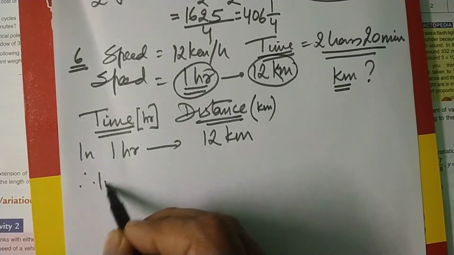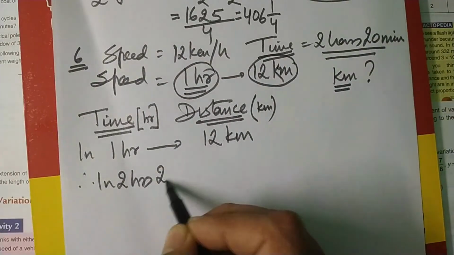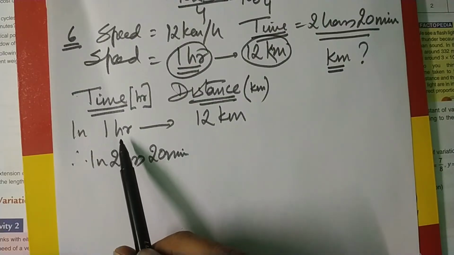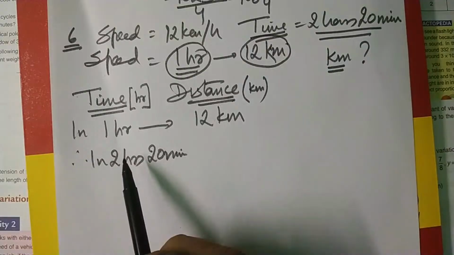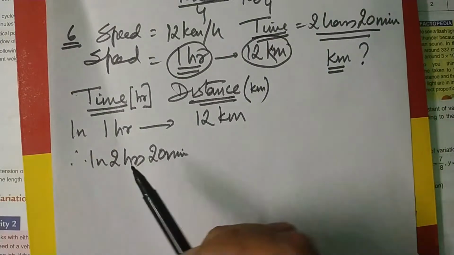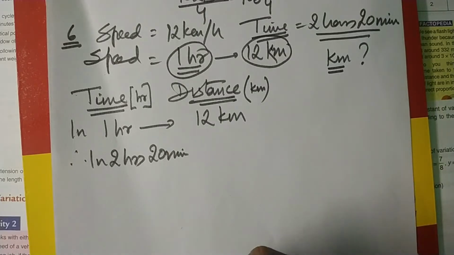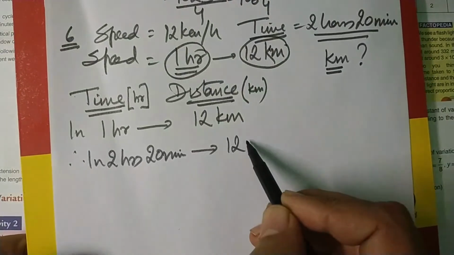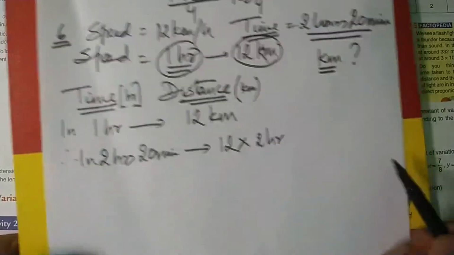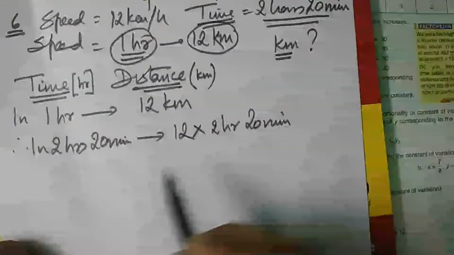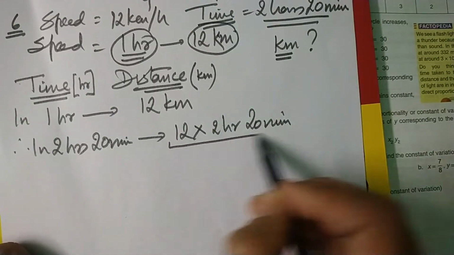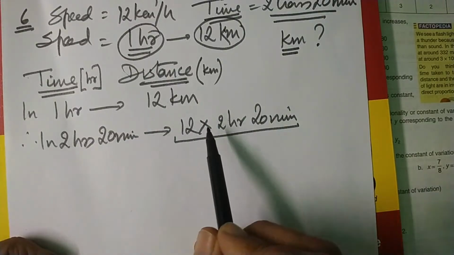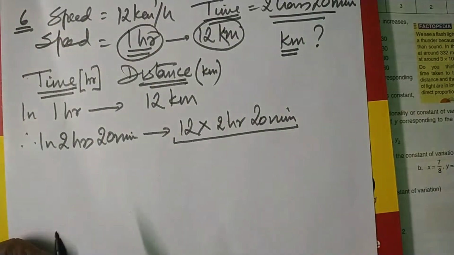Therefore in 2 hour 20 minutes. So if he is riding a cycle, in 1 hour he is traveling 12 kilometer. So in 2 hours he will travel more distance or less distance? Yes, more distance. More distance means multiply. So we have to multiply 12 with 2 hour 20 minutes. Why do we have to multiply? Because less hours, less distance; more hours, more distance. So multiply.